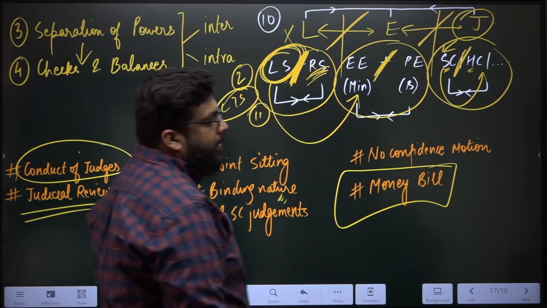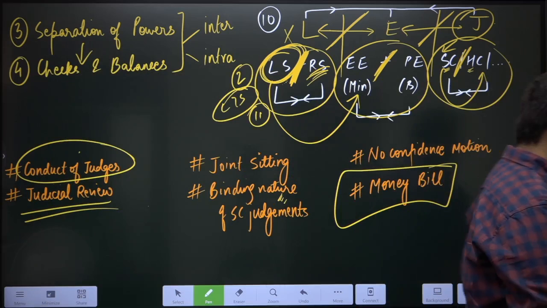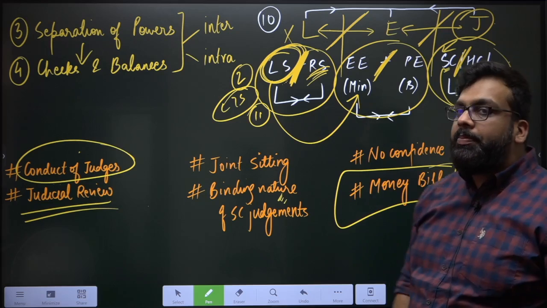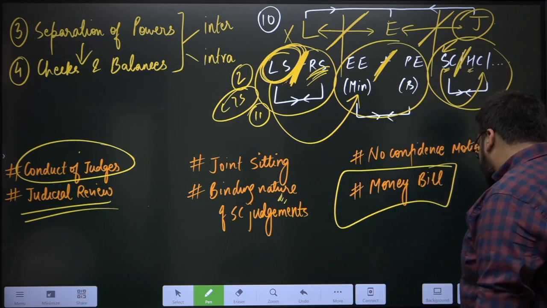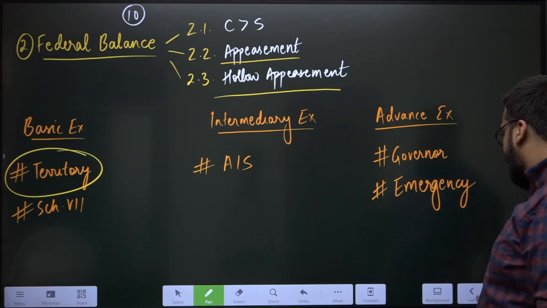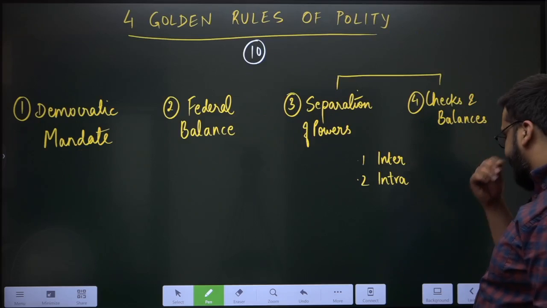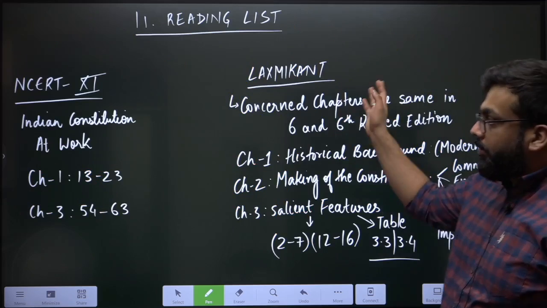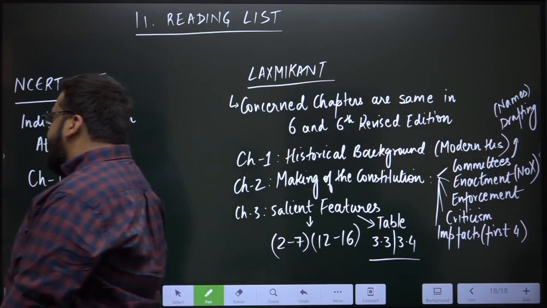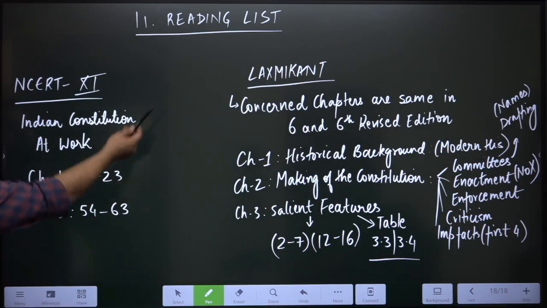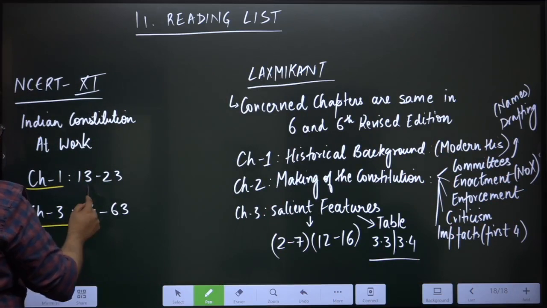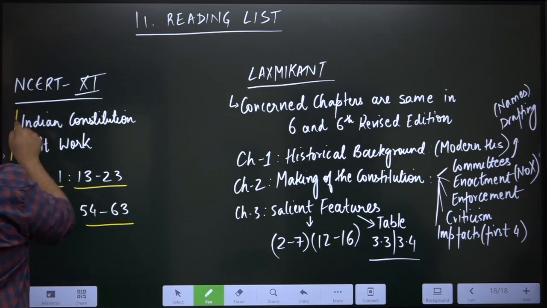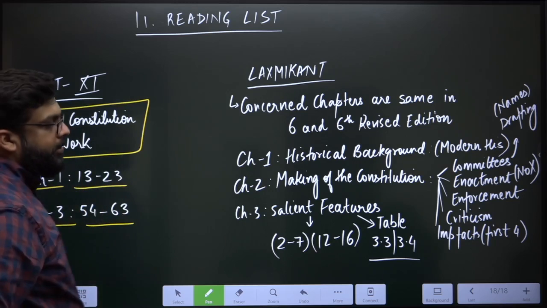Every concept that you ever study in polity can be logically explained through 4 very, very basic, simple, clear rules. Okay? Know these rules, they'll make your life extremely easy. Which then brings me to the last part of our discussion, your reference reading list. As far as the first lecture is concerned, you can read chapter 1 and chapter 3 from pages 13 to 23 and 54 to 63 respectively of the 11th NCERT called the Indian Constitution at Work.